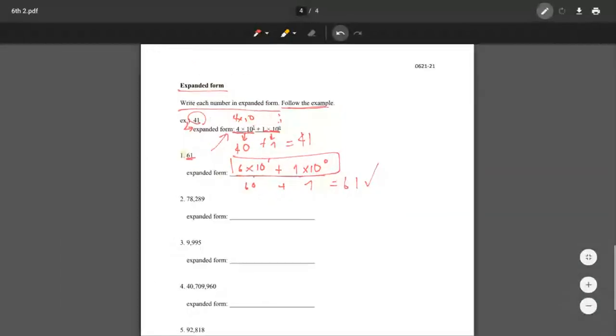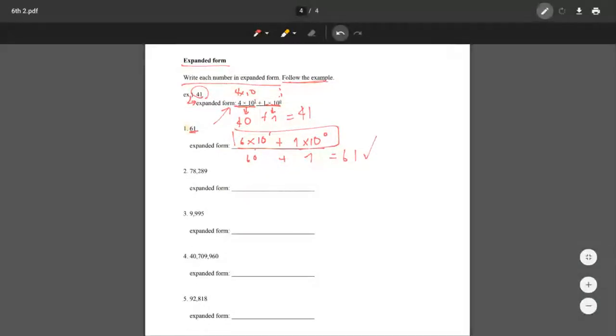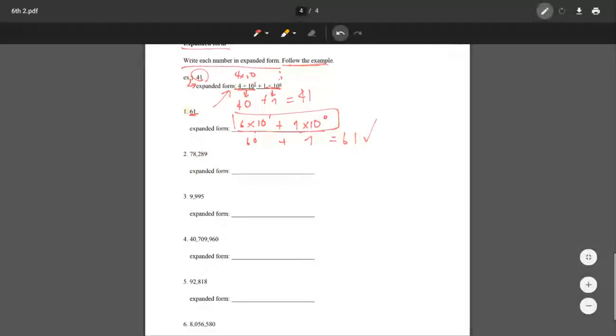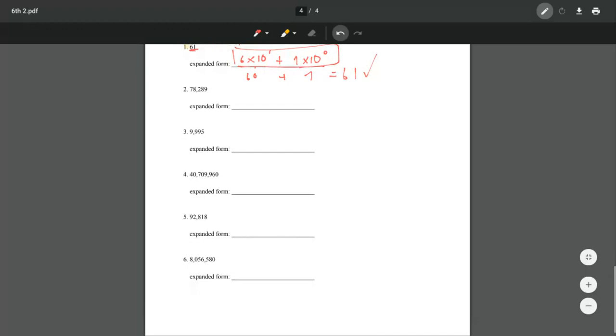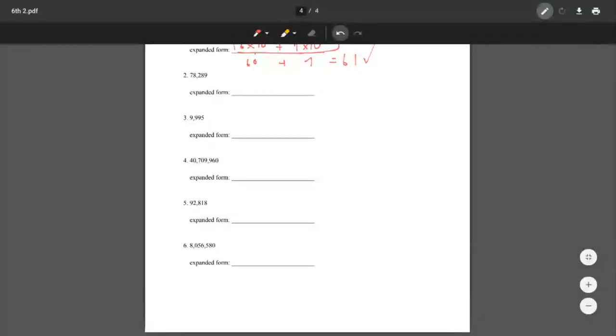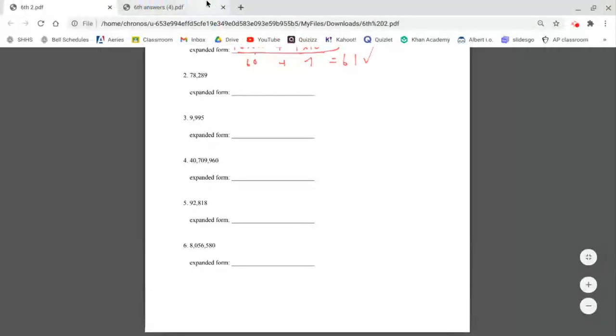Okay? So just follow the example. Write these numbers in expanded form. And then here are your answers.